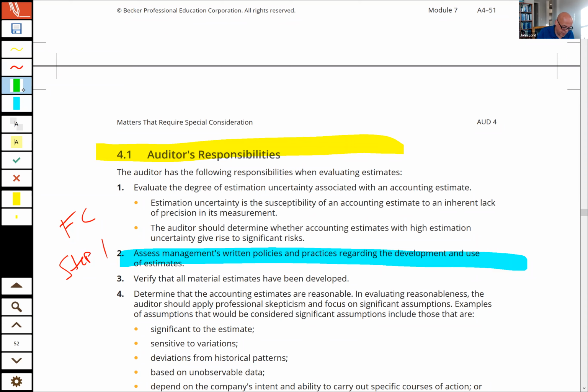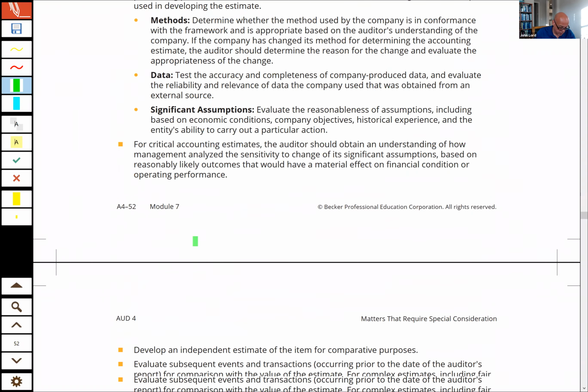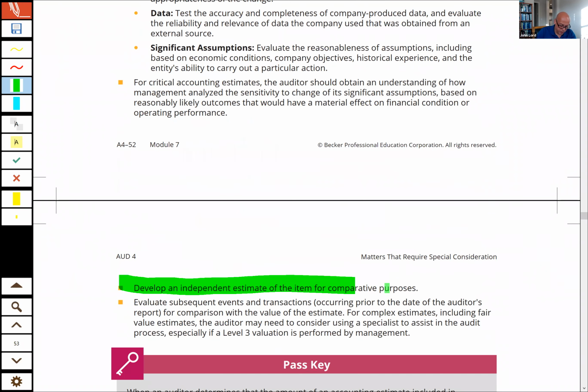Okay. Then what? Verify that they have made all the estimates. Include that on the flashcard. Step 1, assess management. Verify that all estimates have been made, and then the auditor is going to, and they go on and on here with audit procedures that go beyond what we need to worry about, develop what? An independent estimate. What do you call that, Matthew? Recalculation. Recalculate. It's not saying it, but that's what we're doing, right?